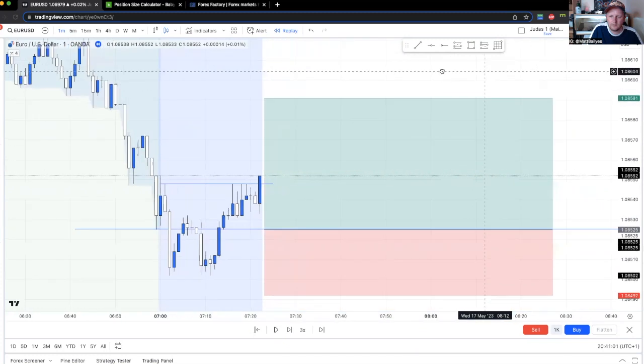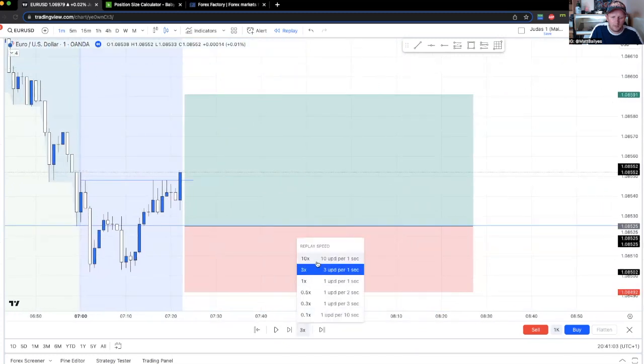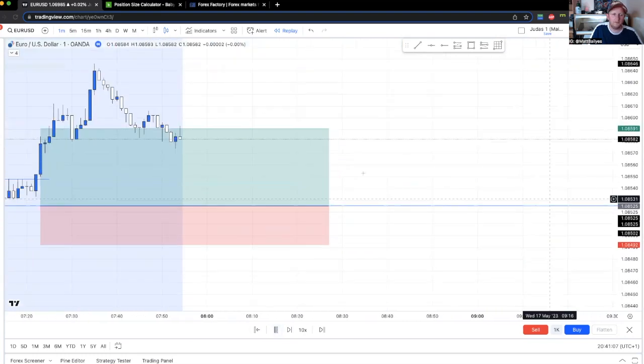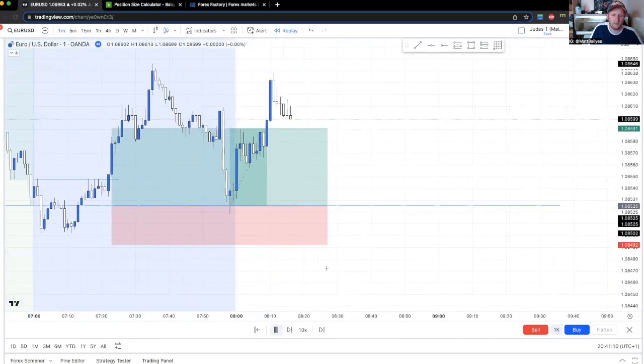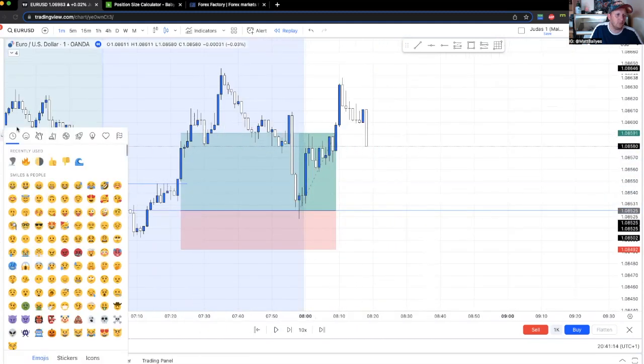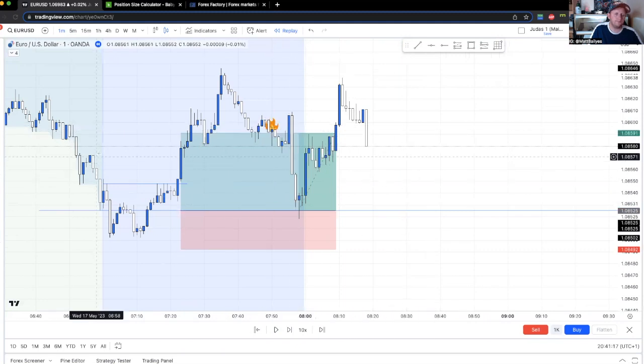And I'm going to let this play out and see what happens. Oop. It looks like price just went without us, tapped us in and took profits within minutes. There we go. So we got a winner right there.